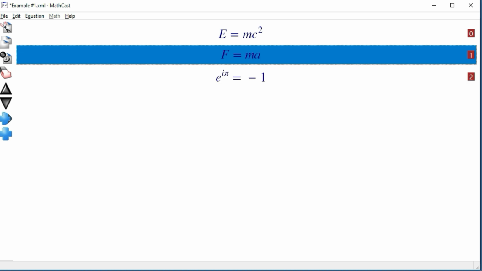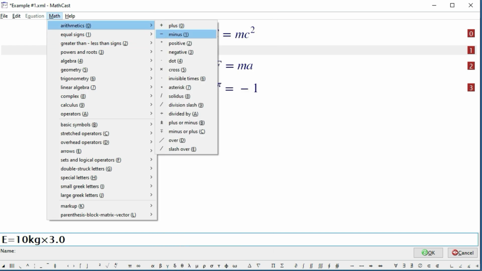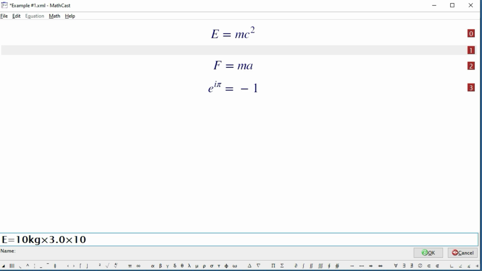So I'm going to go into equals mc squared. I'm now going to replace these symbols with units. I'm going to insert the equation here. So I'm now going to have energy equals 10 kilograms times 3.0 times 10 to the 8 meters per second, and click on squared because it equals mc squared.